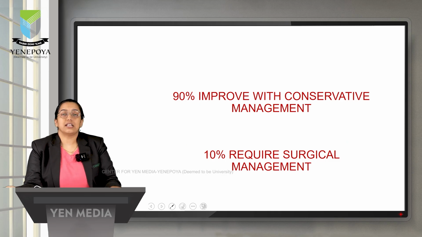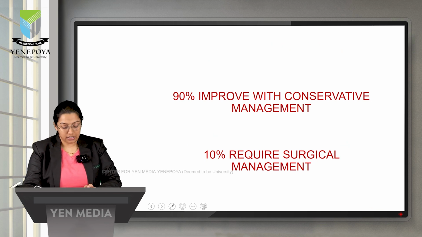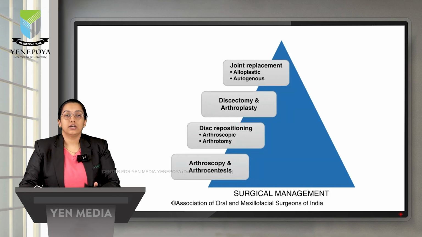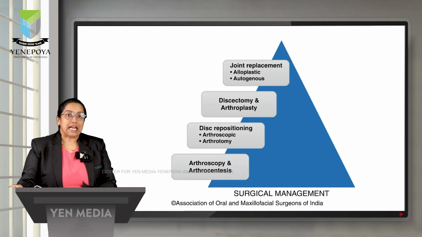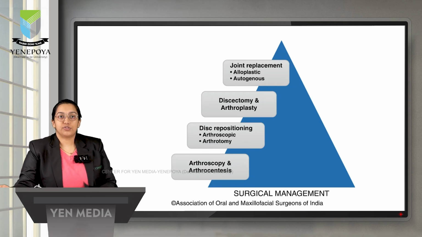So, with this conservative approach, we can manage 90% of the temporomandibular disorders, whereas a very small percentage of 10% requires surgical management. Coming to the surgical management, we have arthrocentesis and arthroscopy as minimally invasive procedures, disc repositioning procedures, discectomy and arthroplasty, and joint replacement procedures with alloplastic and autogenous replacements, joint replacement being done at the end stage of the disease.